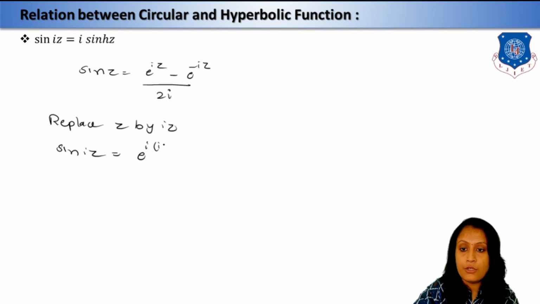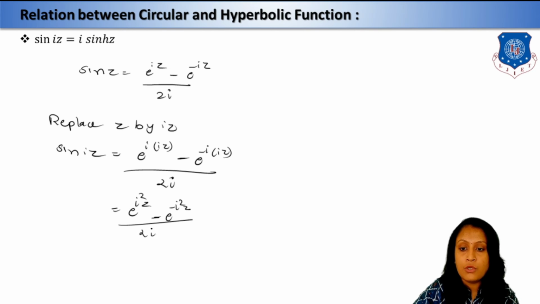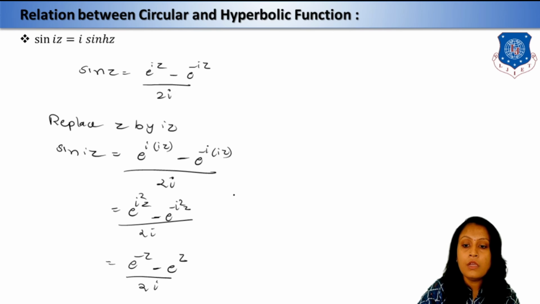e raised to i into iz minus e raised to minus iz upon 2i. Now this is e raised to i square z minus e raised to minus i square z upon 2i. Now we know the value of i square is minus 1. So this is e raised to minus z minus e raised to, it will become plus, e raised to z upon 2i. Now, firstly we'll take out minus common, right? So sin iz is what? Minus e raised to z minus e raised to minus z upon 2i.